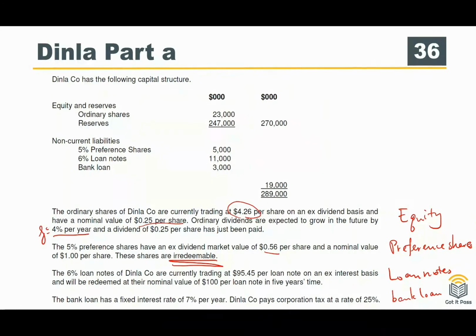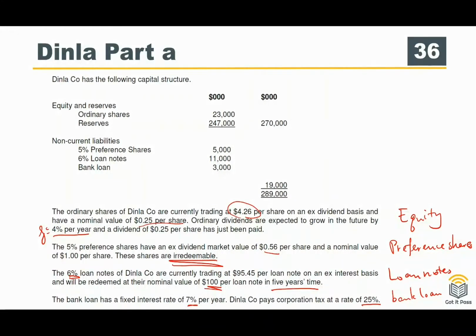It also has the loan notes, which is 6% loan notes, and it's traded in the market at $95.45 on an interest basis, in which it can be redeemed at nominal value $100 in 5 years' time. So it's a redeemable loan note, which has 5 years for the investors to redeem, and the bank loan, which is a fixed rate bank loan at 7% per annum, and the corporation tax rate is 25%.